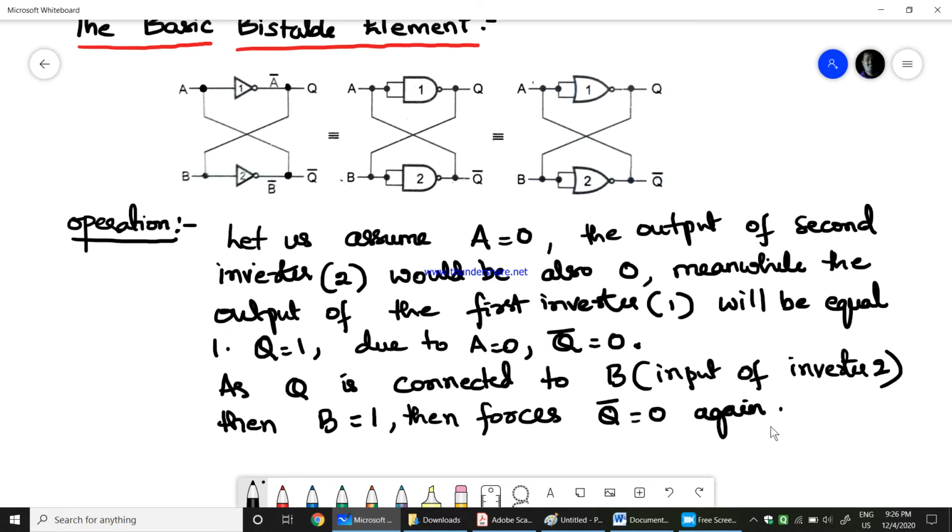So therefore you can see in this operation that when A was assumed to be equal to 0, then Q was equal to 1. Due to Q equals 1, B will also be equal to 1, whereas when B is equal to 1, then B bar will be equal to 0. So therefore this crossover connection we have made in the bistable element will make the information constant. You give 0 here, it becomes 1, give 1 here, it becomes 0. See, 0 is again given back to A, again 1 will come here, again 0 is given back to A. So this process will continue.